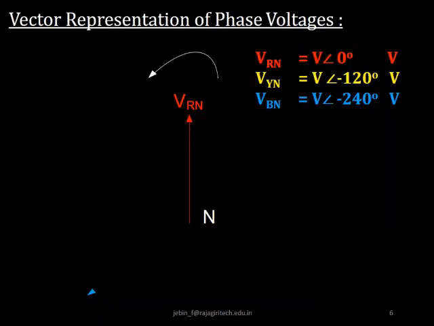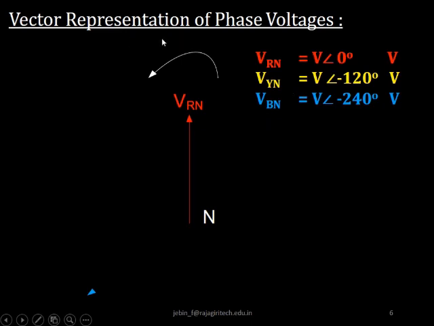Next, we are going to see how we can vectorially represent the phase voltages of a star connected system. Now we know that the equation of the phase voltages of a star connected system is Vrn is V at an angle 0, Vyn is V at an angle minus 120, and Vbn is V at an angle minus 240. So the V represents the magnitude and the angle represents the phase displacement of each phase voltage.